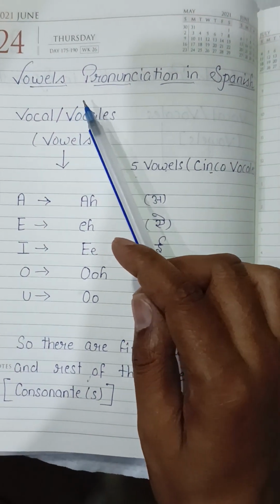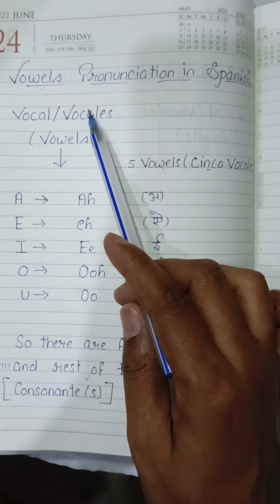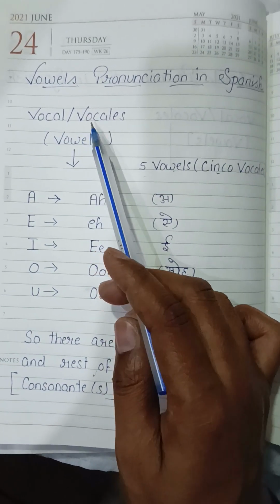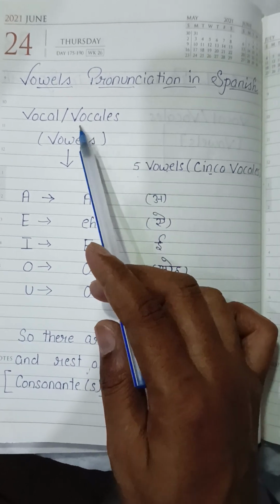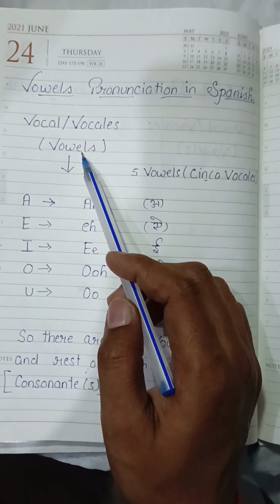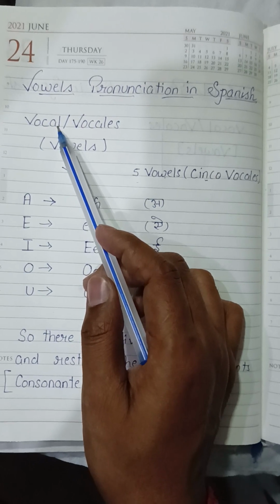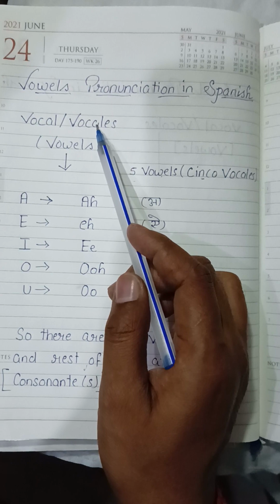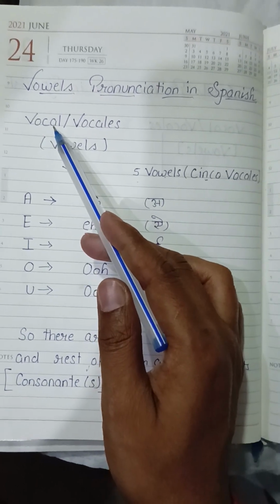So in this video we will learn some vowels, vowel pronunciation in Spanish. As you know, there are 5 vowels in the English alphabet and the same in the Spanish alphabet. Vowel in English, in Spanish we will say vocal or vocales. Vocales is used for plurals and vocal is used for singular.